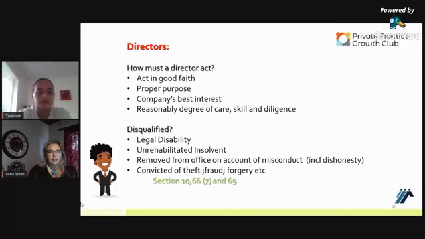And then looking at disqualified directors: somebody is disqualified if they are legally disabled, if they are an unrehabilitated insolvent, or if they have been removed from office on account of misconduct. This also includes dishonesty. So if any legal steps were taken against a person, and that can also be anybody that was convicted of theft, fraud, forgery, there's a whole list of things that will disqualify you from becoming a director of a company.